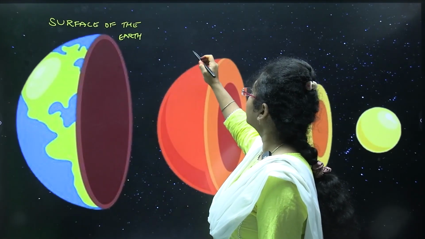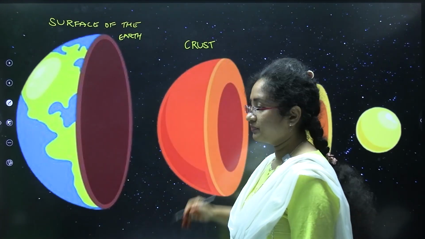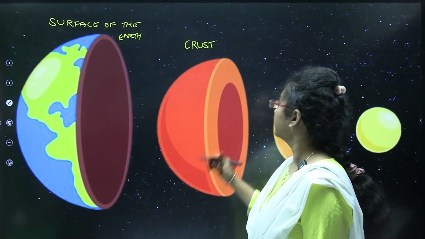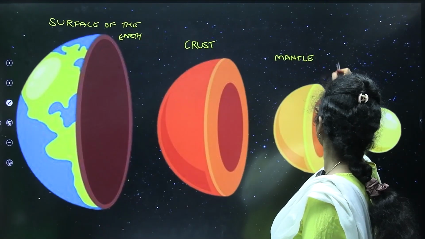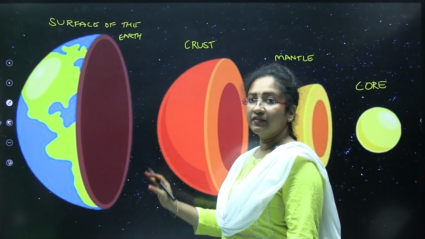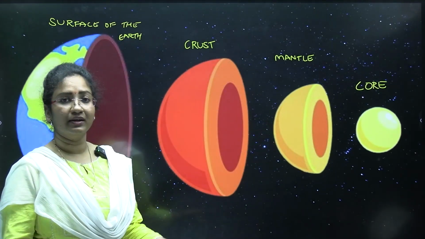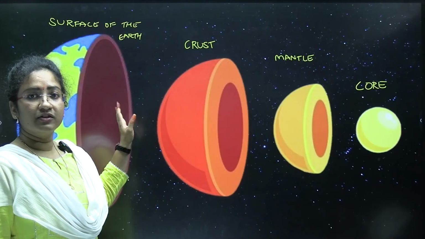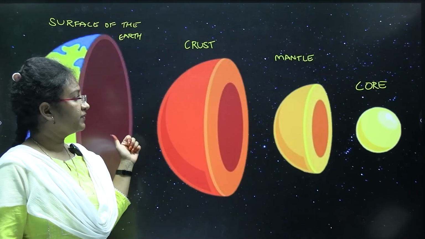Then the outermost layer that we have is our crust layer, right? And then we have the mantle layer, and then we have the core. So in this way, within the surface of the earth, we can see these concentric layers, one layer within the other. So we have crust, mantle and core. This is the surface of the earth, right?